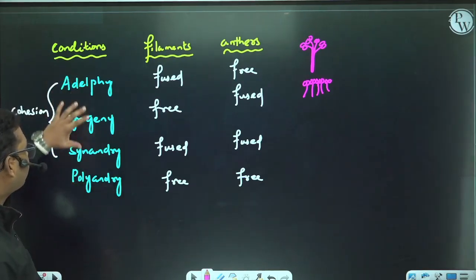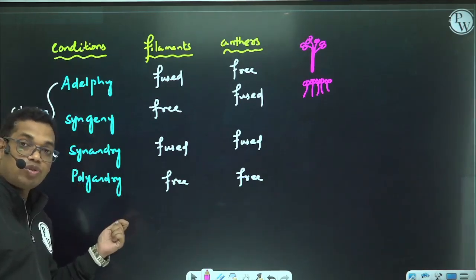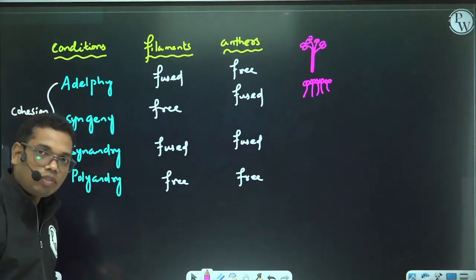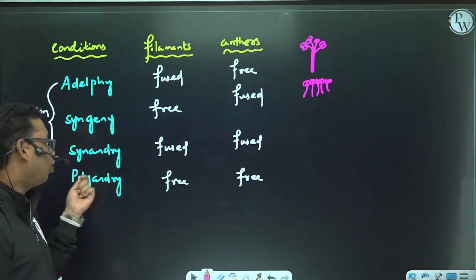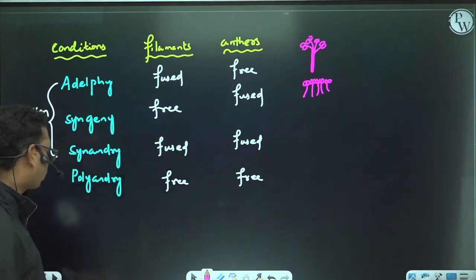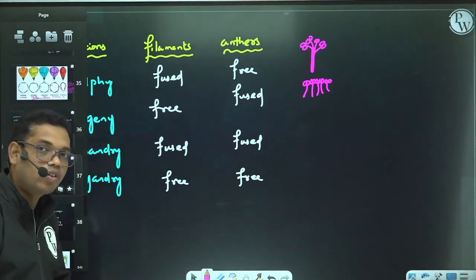All these three conditions come under cohesion, because here one stamen is fusing with another stamen. So all of these three come under cohesion. And this is the free condition, where both the filaments and the anthers are free from each other. So this is about cohesion, the fusion of the stamens.